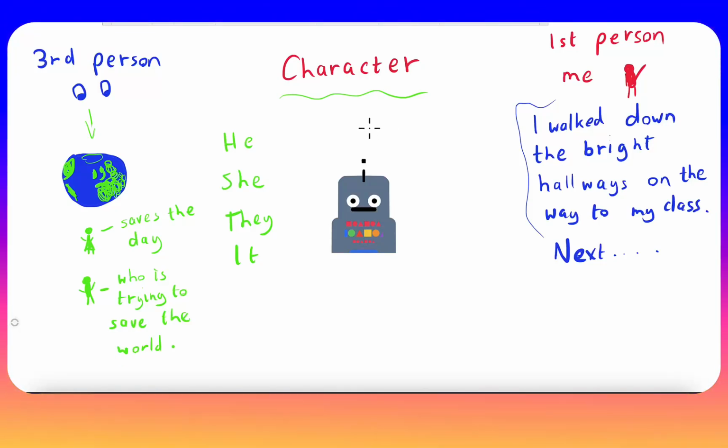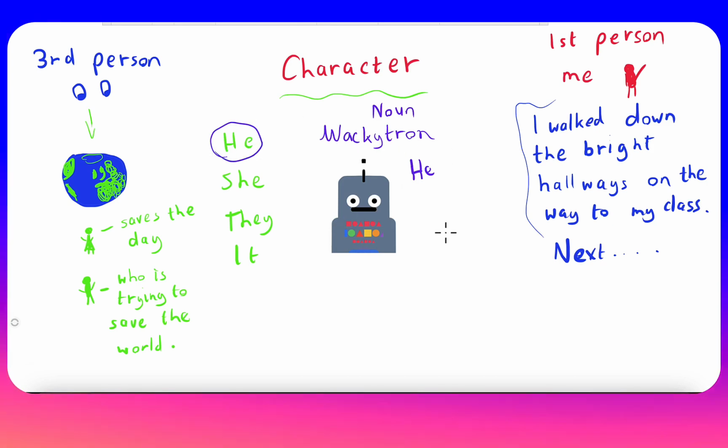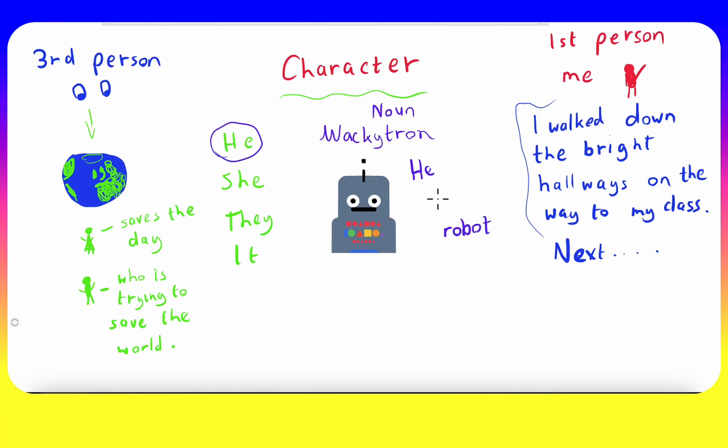So here we have something you might recognize, or somebody you might recognize from our app games. This is Wackitron. Wackitron, as you can see, is a noun. He, we're going to say he, so we're talking about the third person. He is a robot, so this is the type of noun he is. We call this the common noun. So he's a robot. His proper noun title is Wackitron.